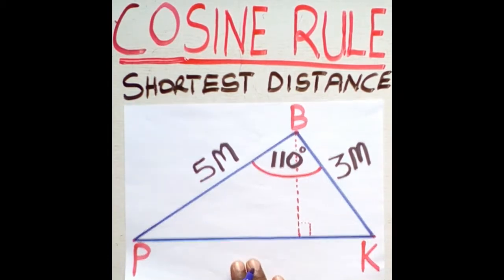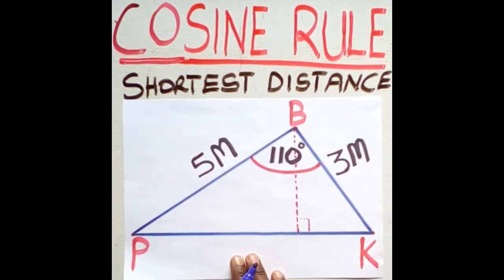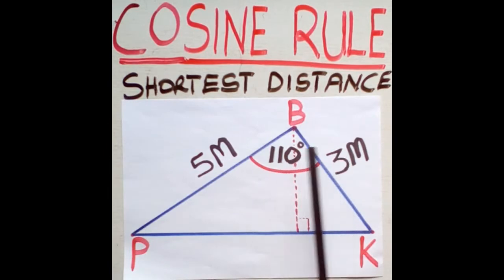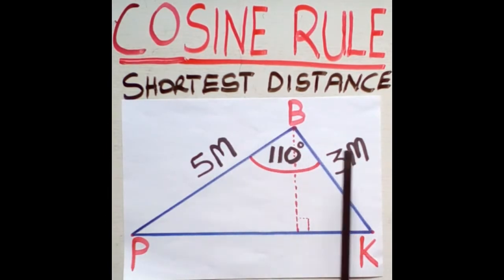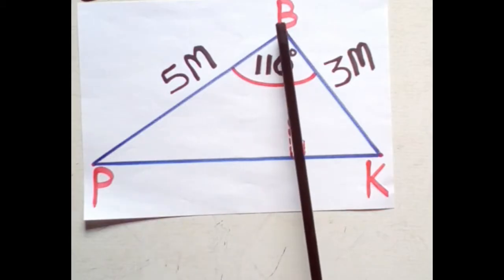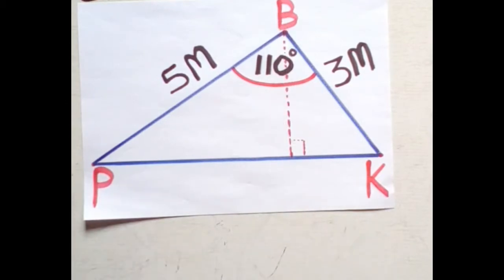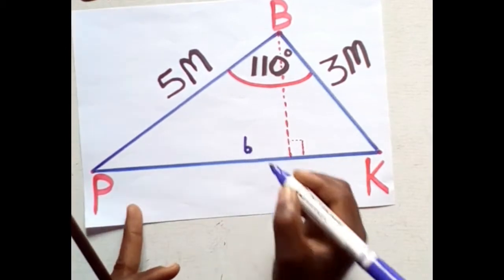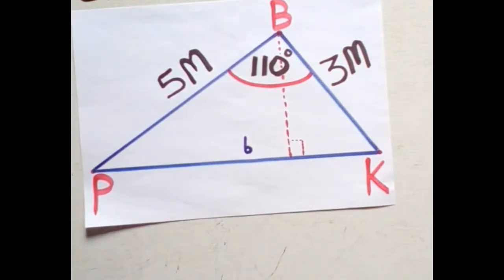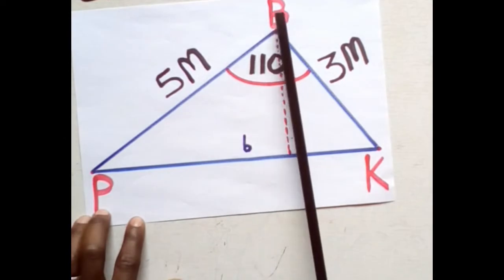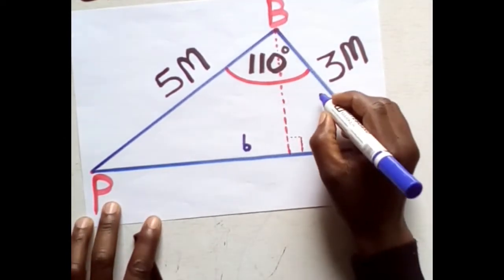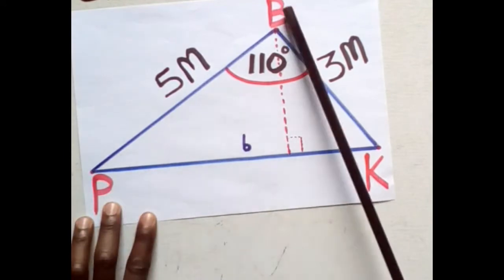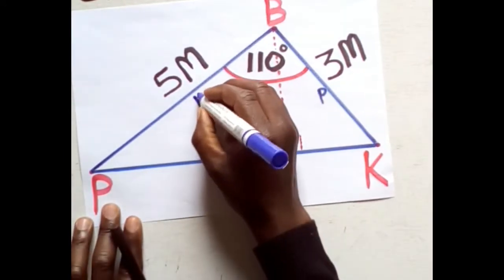In this case, the cosine rule is used in a manner that the interior angle is this one. Then the two sides adjacent to that angle are these. This B is opposite to PK, so we write a small letter b on the line. Then this point P is opposite to BK, so we write a small p there. Then this K is opposite to PB, so you write a k there.